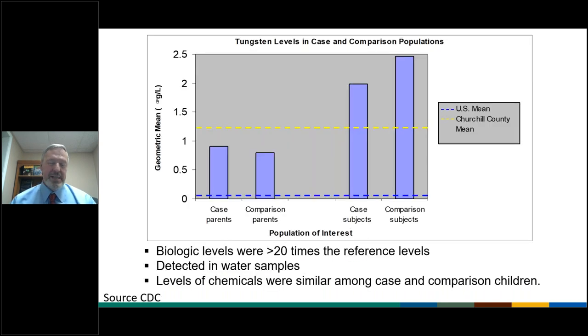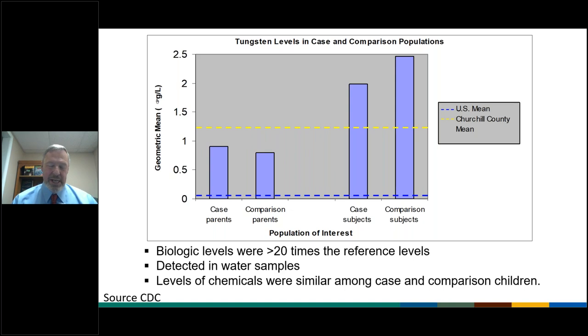So here's a plot of, if you look at the U.S. mean, it's way down at the bottom. The Churchill mean is about the middle of the plot. Not a whole lot of difference between cases and comparisons. But it was very interesting to tell the population that your levels were about 20 times higher than the reference levels. Obviously, we detected it in water samples.